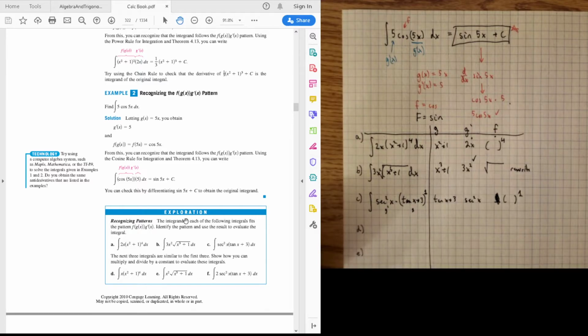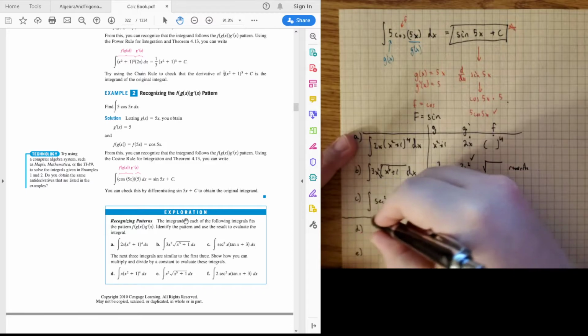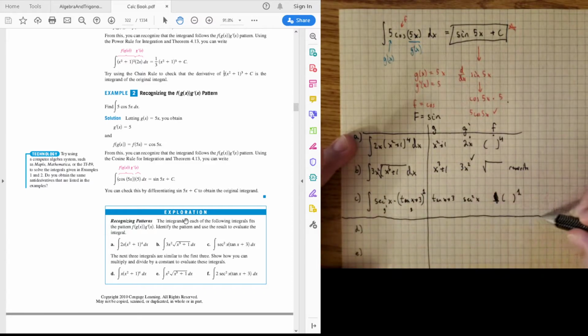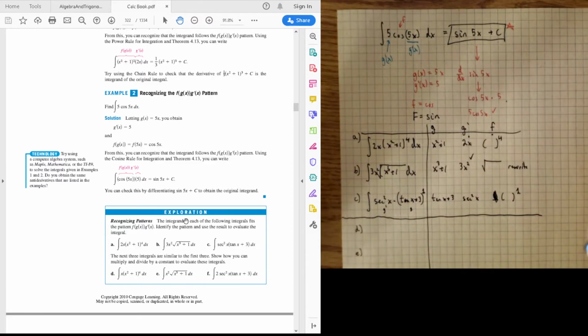Okay, for the second part. Theorem 413 is amazing, but it's also kind of limiting, because there's some things that end up being a problem if they don't perfectly work out.